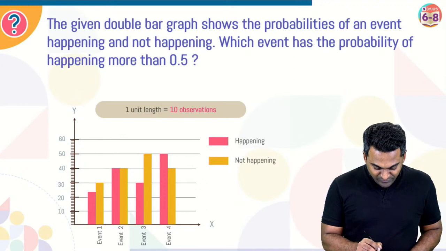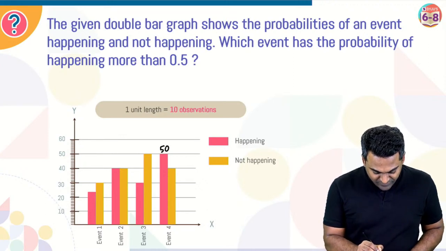All right, so event 4, if you're saying, look, happening, let's say 50, not happening, let's say 40.